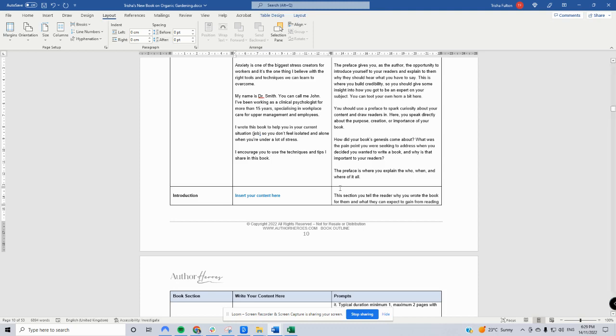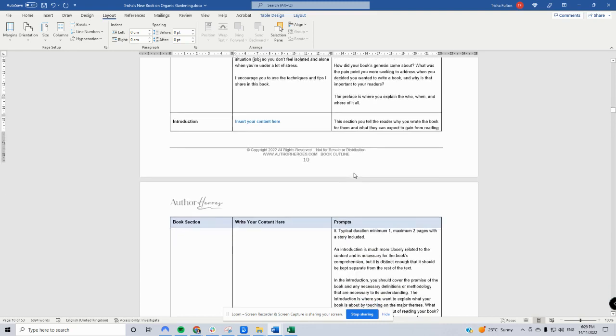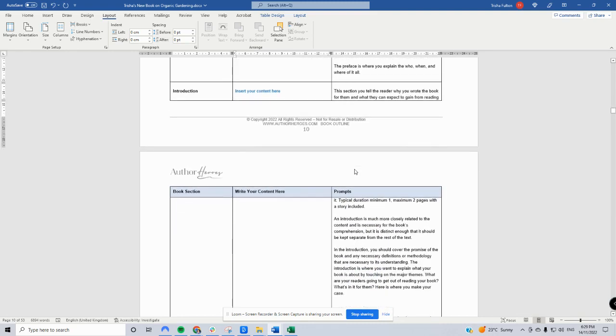Anyway, I would have a lot more to write if I was actually a psychologist. I'm just ad libbing at the moment because I want to show you what you can do. Introduction. This is a section where you tell the reader why you wrote the book for them and what they can hope to gain from it.